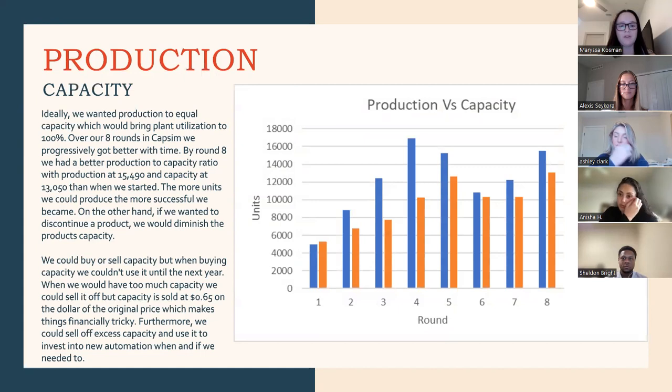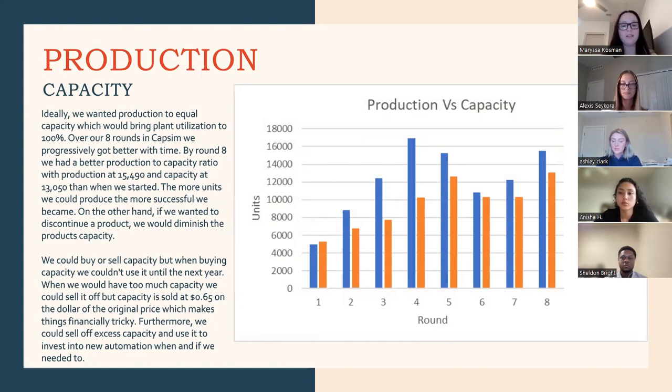Just getting it a bit closer there. And we established that the more units we could produce at once, the more successful we would be in ultimately selling more products. Also, on the other hand, if we did want to get rid of a product, all we would have to do is just diminish the capacity for that product. We could also sell that product off, or sell that capacity off when we didn't need it.